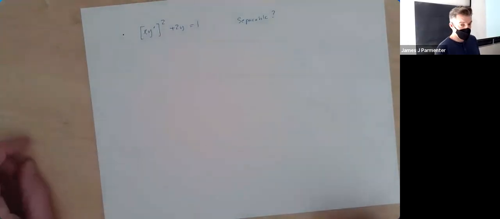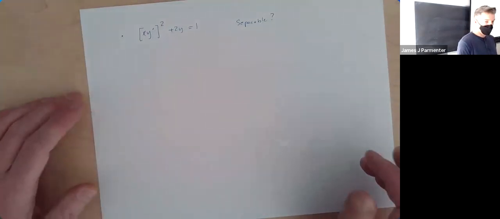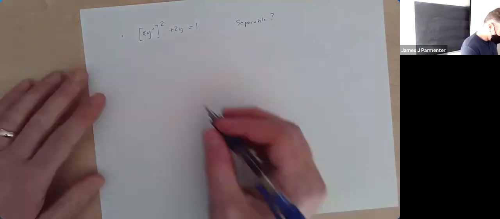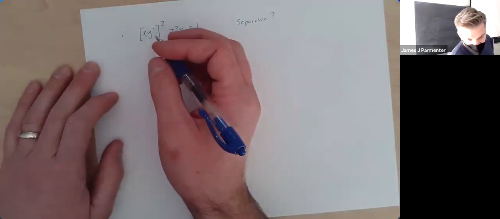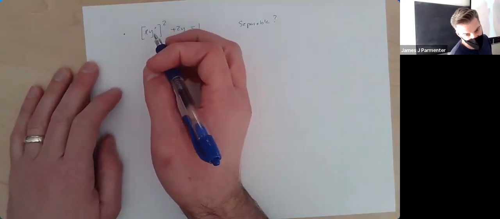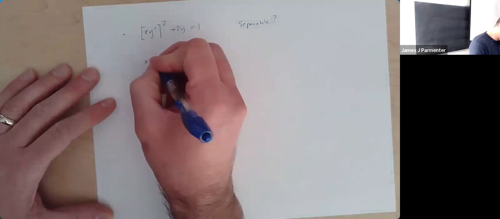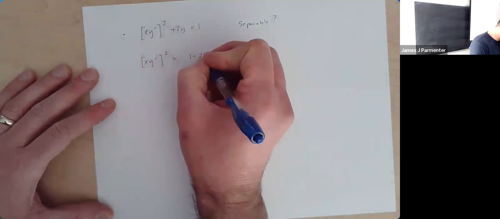So here's what you want to do to see if something is separable. You want to try to isolate y prime first, if it's not already. So let's see here. I'm going to write this out as, what did you do here? Interesting. I wouldn't have done that, but that's fine. So he first does xy prime squared equal to 1 minus 2y.